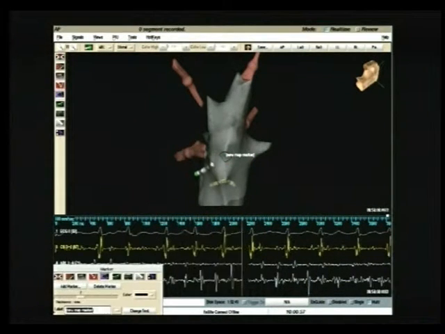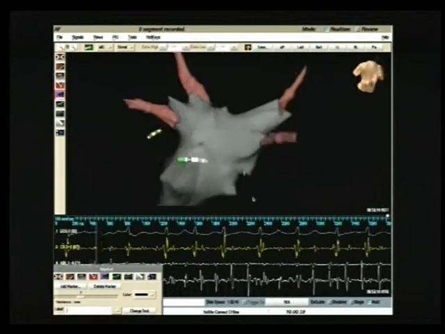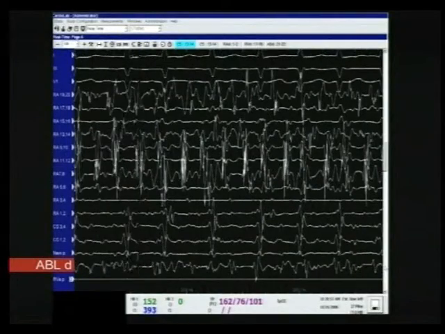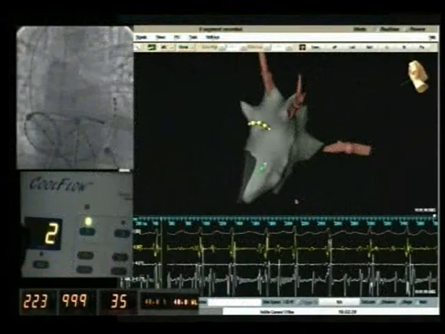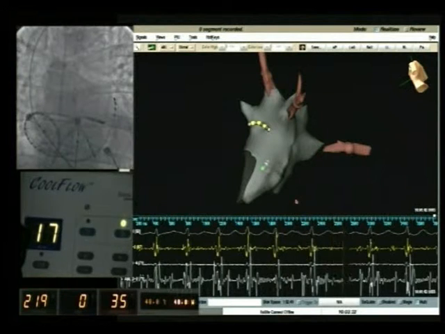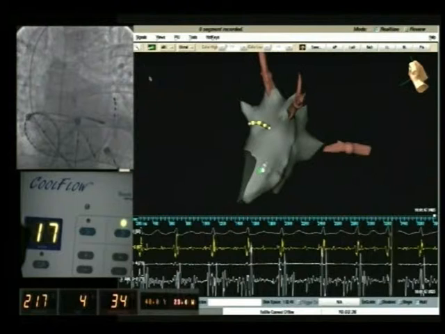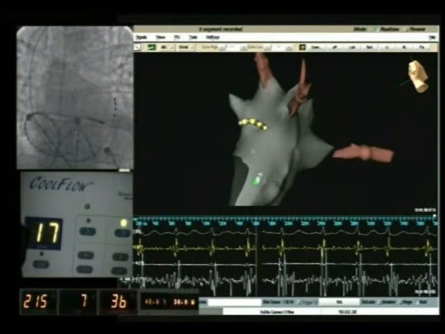At the end of the mapping procedure, smooth maps are obtained thanks to the sequential point acquisition everywhere in the left atrium. The ablation procedure has started. The irrigation rate of the tip catheter is raised from 2 to 17 milliliters per minute.